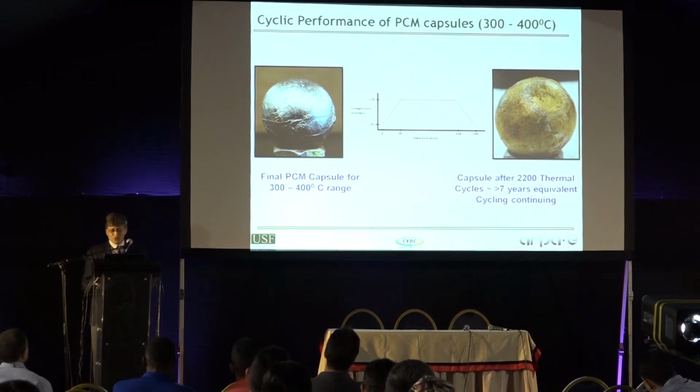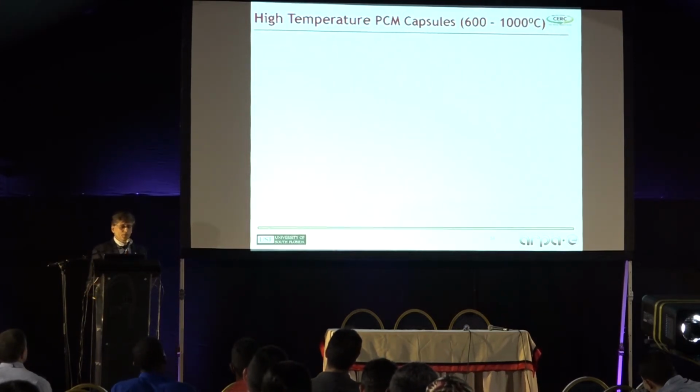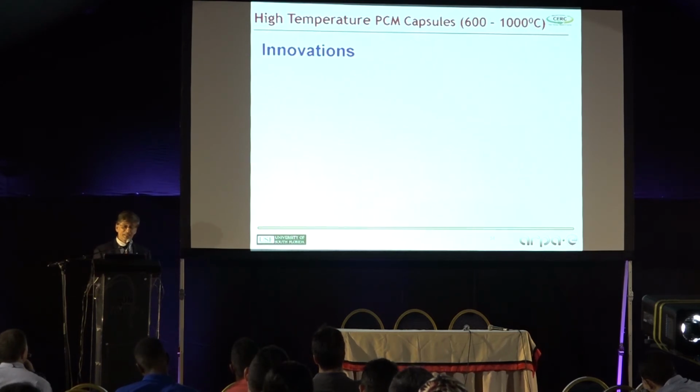Okay. So then the next thing we had to do was, how do we do that at high temperatures of 600 degrees C to 1000 degrees C? Because those are extremely high temperatures. And there the material that we will have to use for the capsule would be a ceramic. Now, going to those high temperatures, we had some other innovations that we put in.